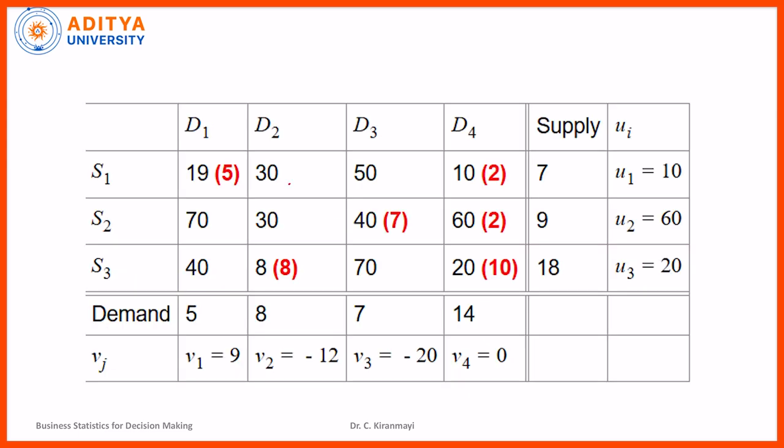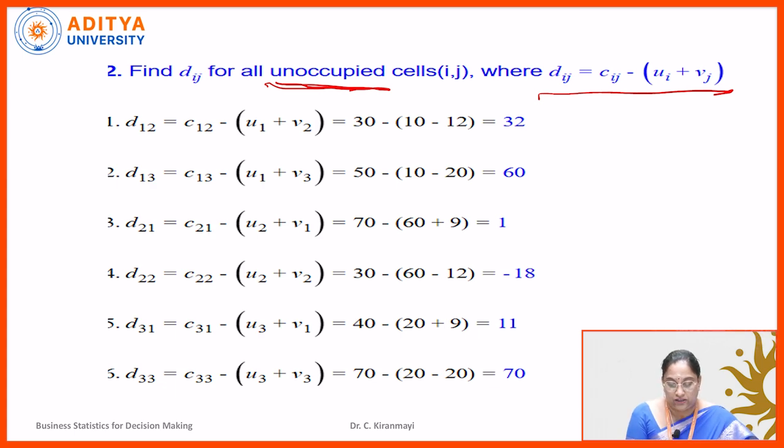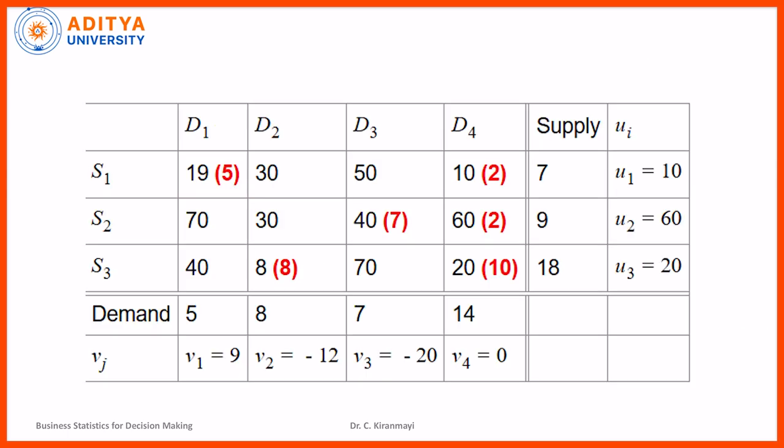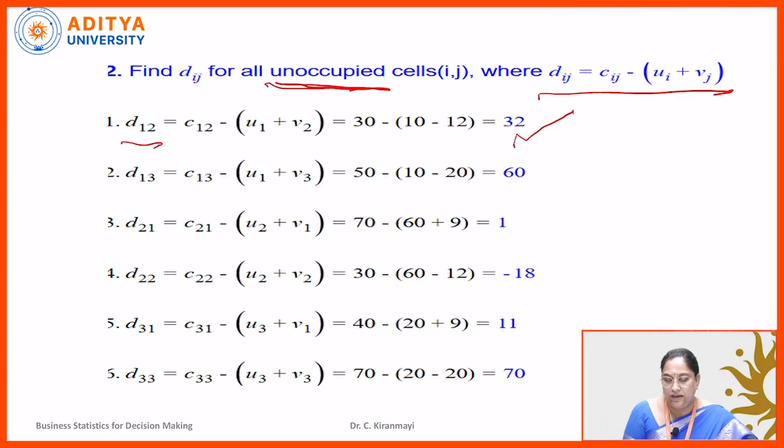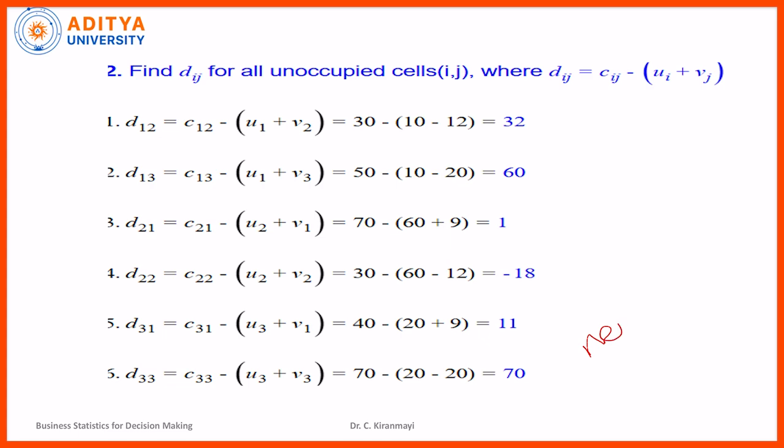The first unoccupied cell is C12. For C12 we have to perform the net evaluation, that is D12. The formula for D12 is C12 minus (U1 plus V2). Using this formula we can obtain the D12 value as 32. Likewise, for all unoccupied cells we have to find out these Dij values. Now, we have obtained all the Dij values, that is, the net evaluations.